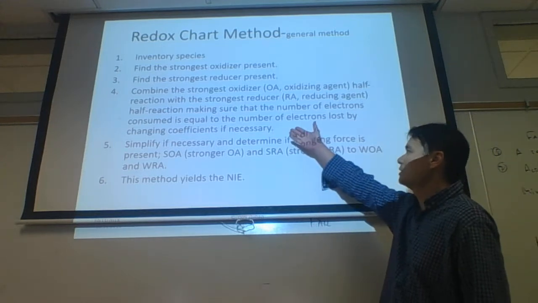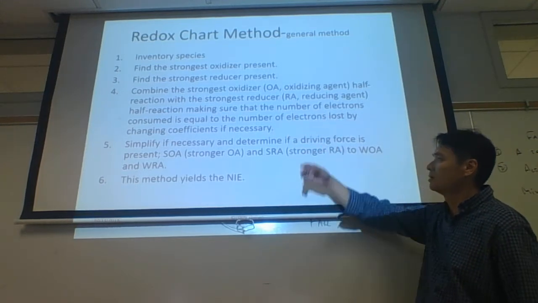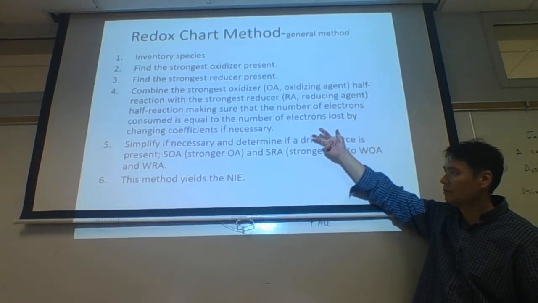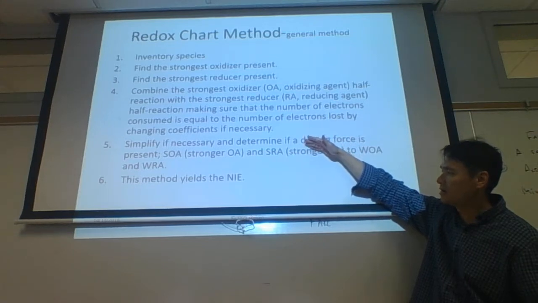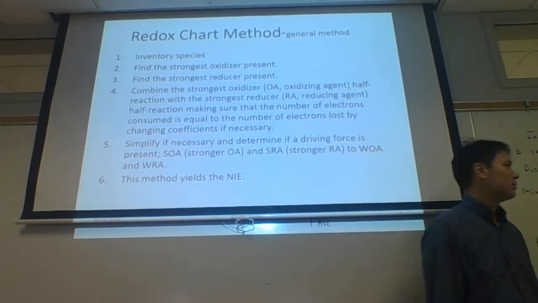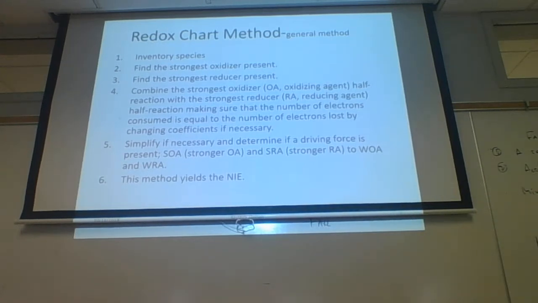And then we're going to combine the strongest oxidizer with the strongest reducer by adding up those equations that are written on the chart. We've got to make sure the electrons balance and then simplify. This method yields the NIE, the net ionic equation. And so rather than look at it more, we should just do an example of this. Let's do the example here, and then we'll end with this. And then let me talk about the lab.